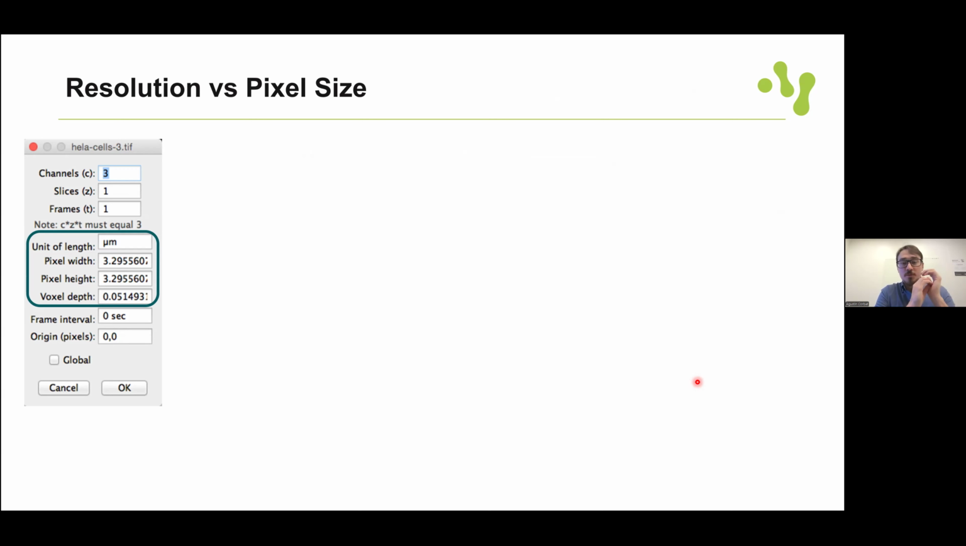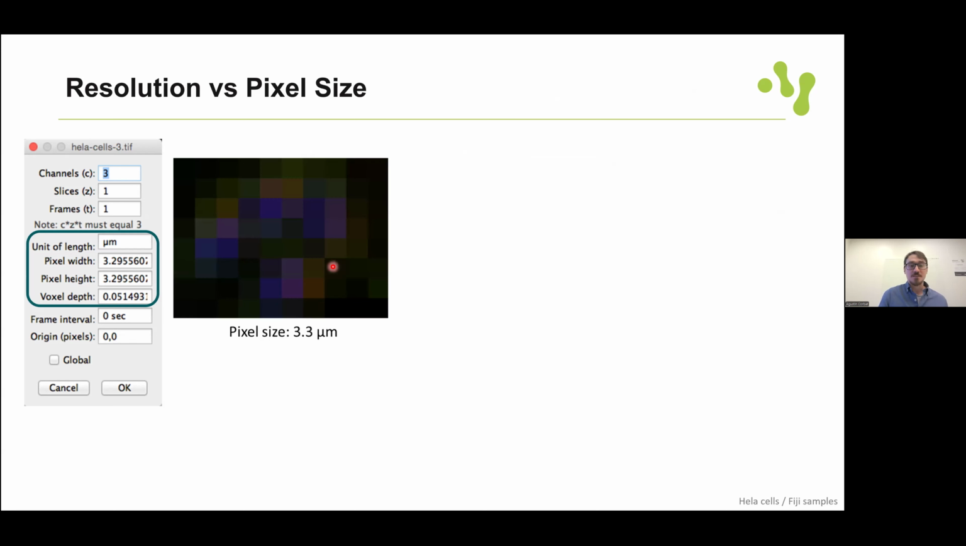Some other key characteristics are, for example, the resolution versus the pixel size. This is something that we've discussed a lot during the course, and I know it's hard to understand, but by this point, I think most or all of you already understand this. These pixels are referring to positions, and we can see here, for example, that in this particular image, the pixel size is 3.3 micrometers, so they're quite big. I mean, we cannot see much.